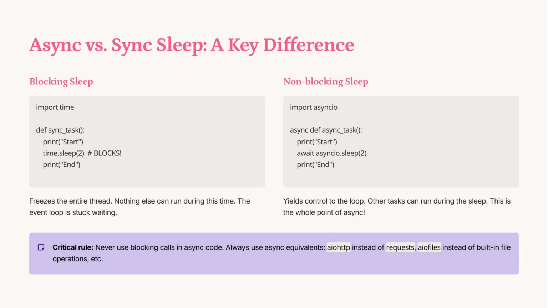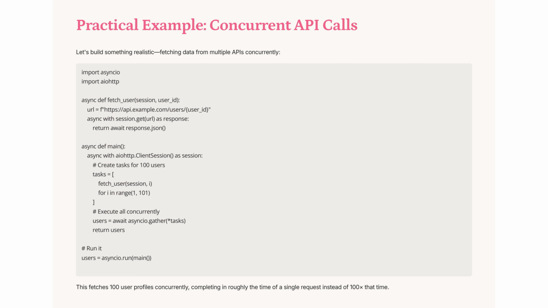In synchronous code, using time.sleep blocks the entire thread, halting all operations. Conversely, asyncio.sleep in asynchronous code allows other tasks to run concurrently, optimizing efficiency. Always replace blocking calls with async equivalents like aiohttp or aiofiles to maintain non-blocking behavior, crucial for effective asynchronous programming. Using asyncio and aiohttp we can fetch data from multiple APIs concurrently.